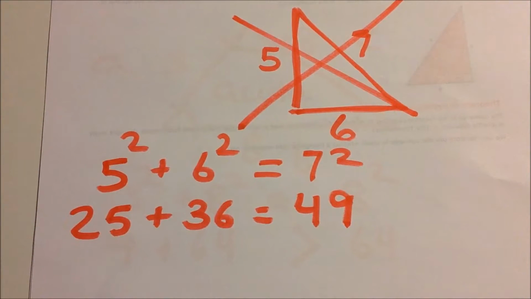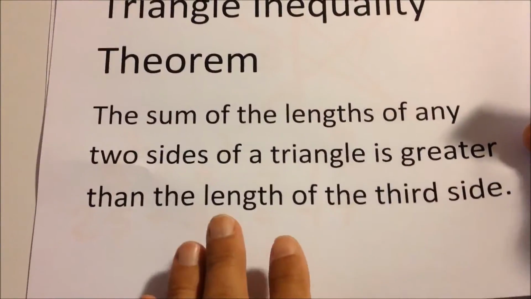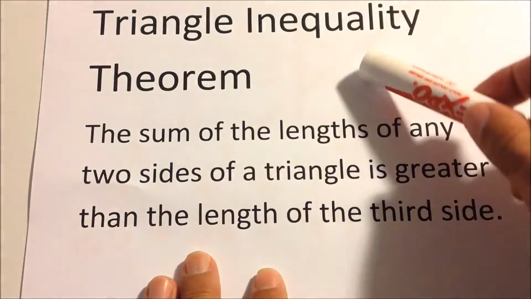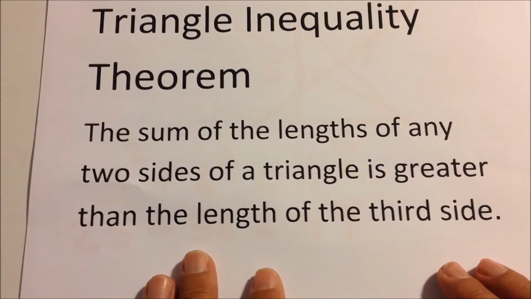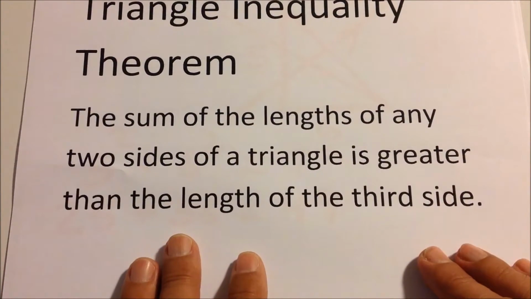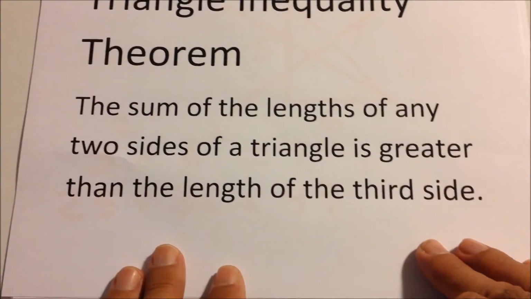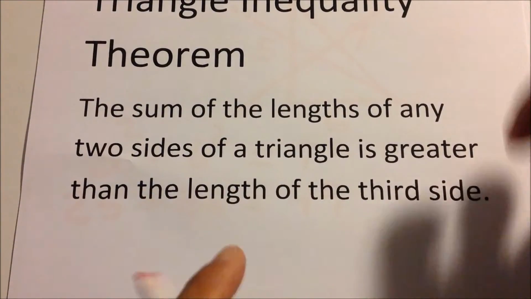Now there's another theorem we need to talk about. It's called the triangle inequality theorem. And we went over this actually in 7th grade, and in 6th grade we talked about it. We just didn't call it this. The triangle inequality theorem is very simple. All it says is the sum of the lengths of any two sides of a triangle is greater than the length of the third side.